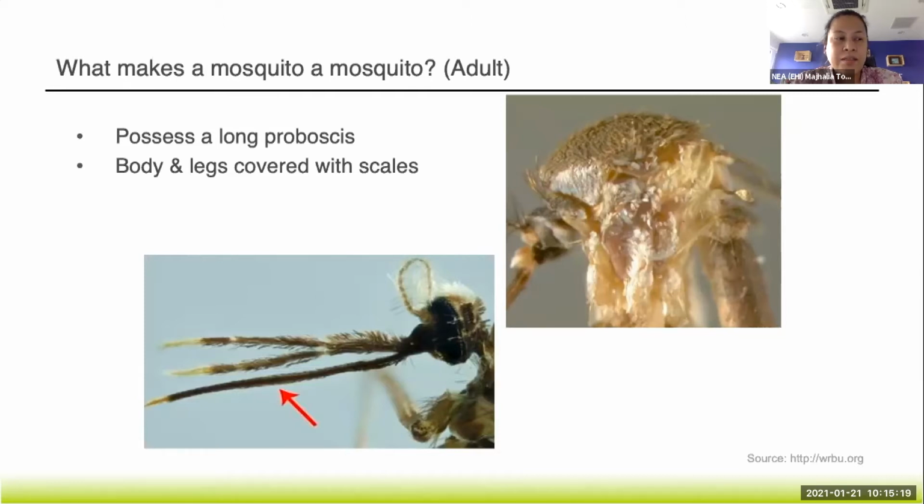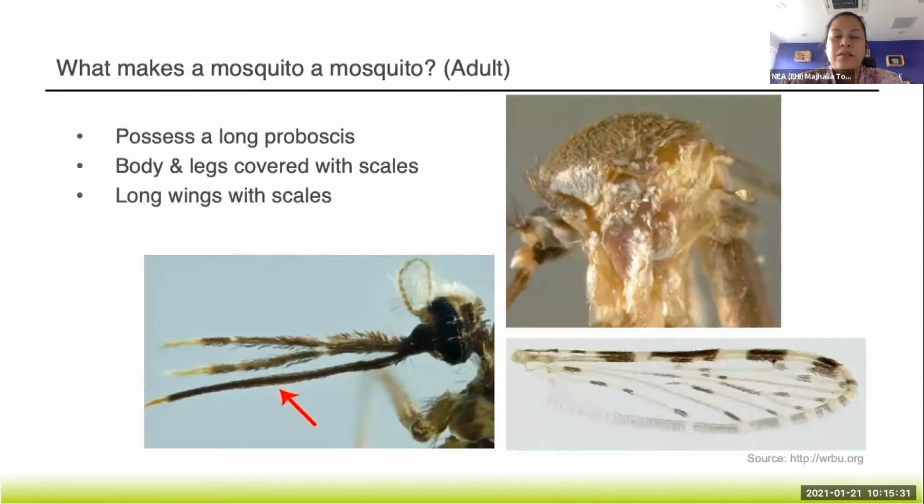Yes, as an insect, it will have three body parts: the head, thorax, and abdomen. That is true. Agree. But also, when you look at the wings, these will also be covered in scales. The wings are long but narrow, and you will see that these are covered with scales. Other insects will have hairs covering the surface of the wings, or actually it's just a membrane, or sometimes the wing is of a different type, which is what we call the elytra, that is for the beetles.